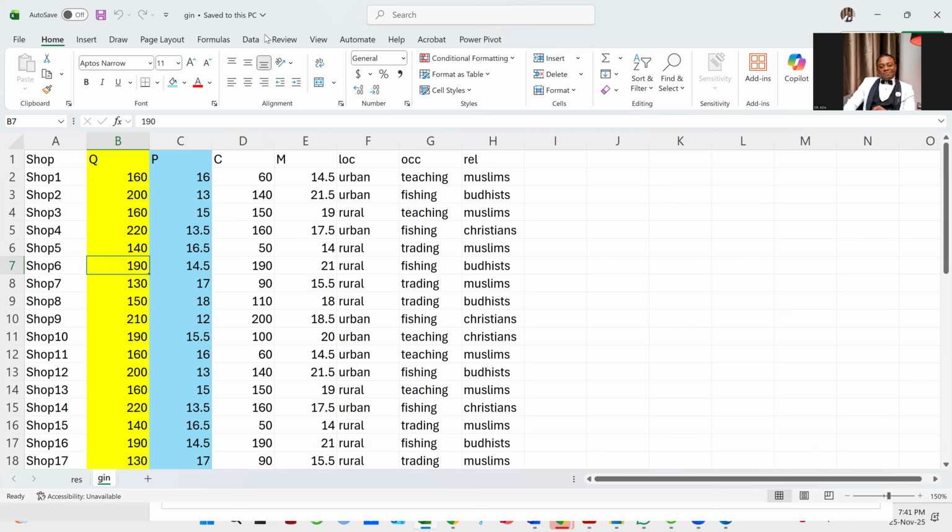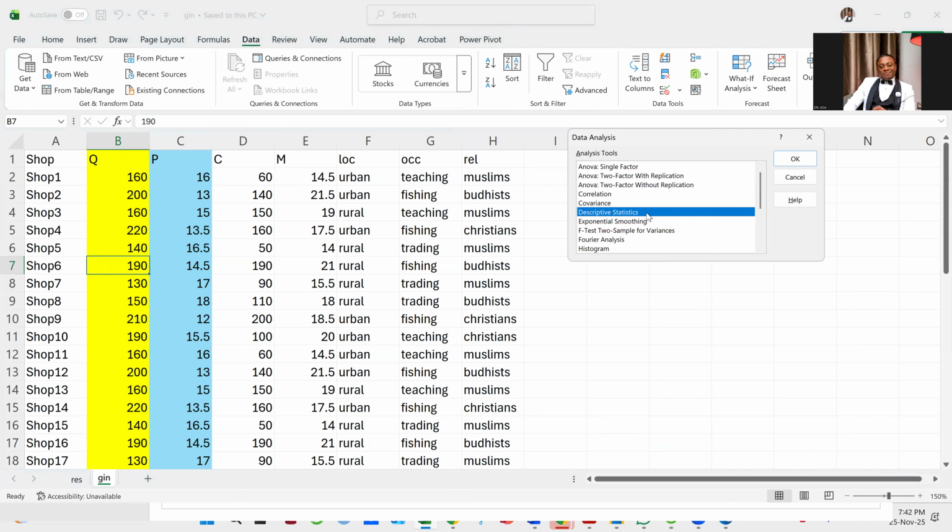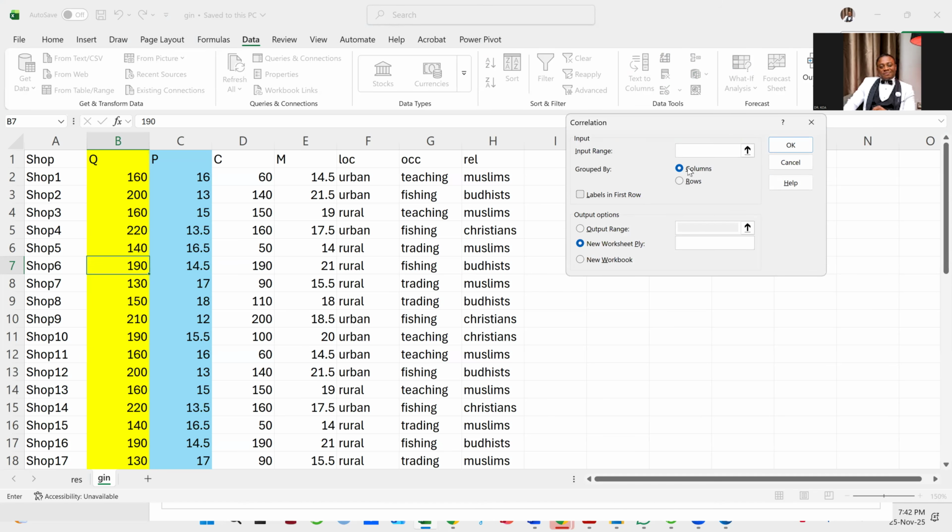The same thing: we went to the top and clicked Data, and then on the far right, we chose Data Analysis, and then we did the descriptive statistics. Now, we will do the same thing for the correlation matrix. Instead of descriptive statistics, you double-click Correlation.